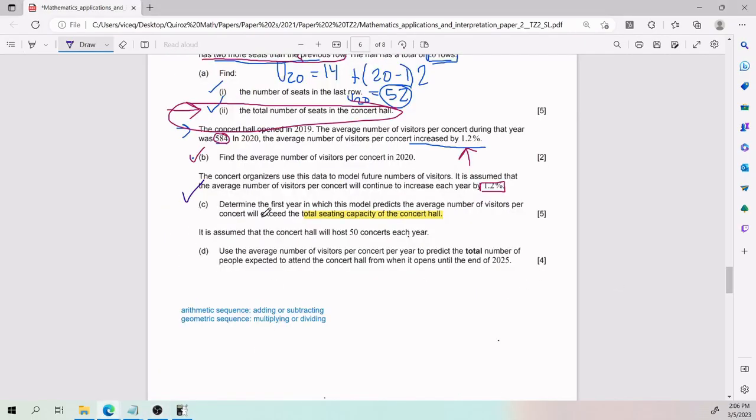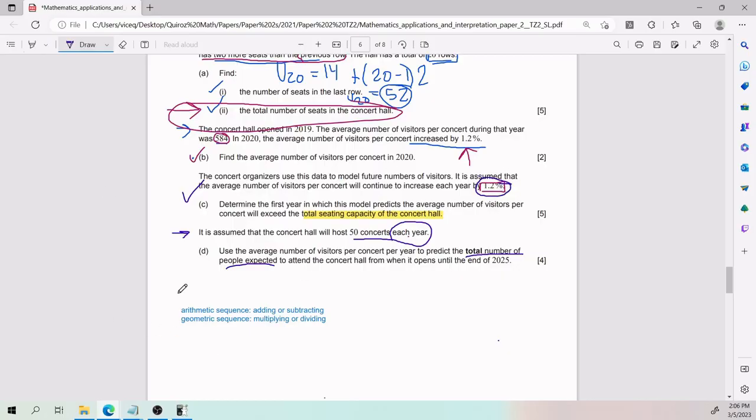Alright, and now for part D, they tell us that it is assumed that the concert hall will host 50 concerts each year. And for part D, we need to use the average number of visitors per concert per year to predict the total number of people expected to attend the concert hall from when it opens until the end of 2025. And so we have 50 concerts each year, and per year the amount of people that attend changes. See? By how much does it change? By 1.2%, as we said earlier.